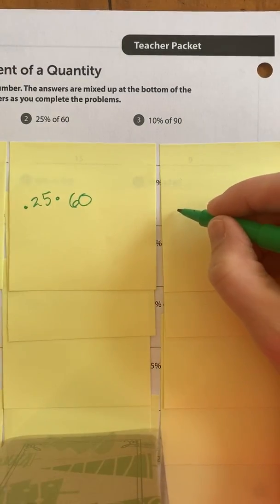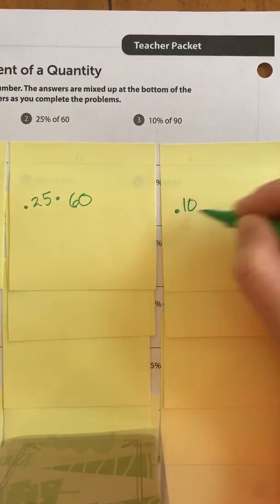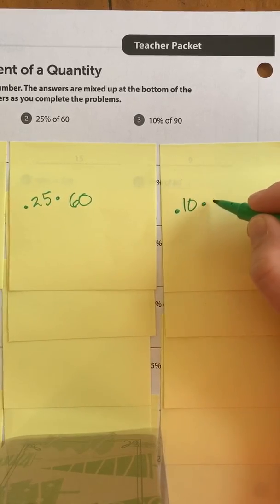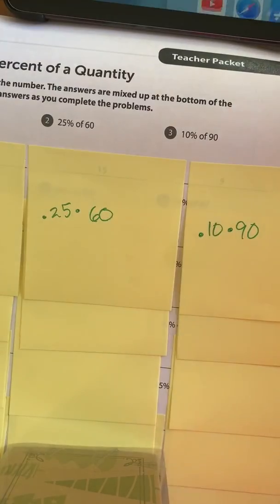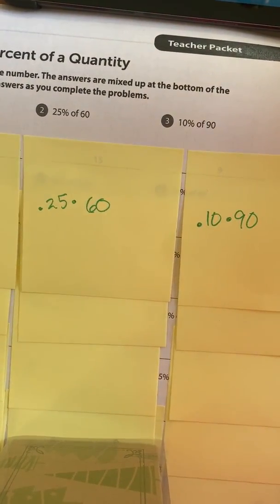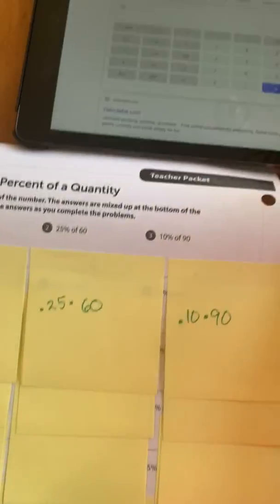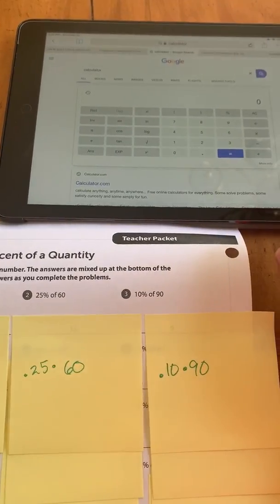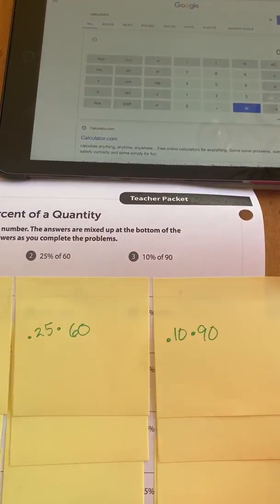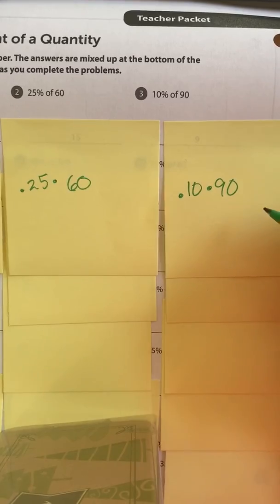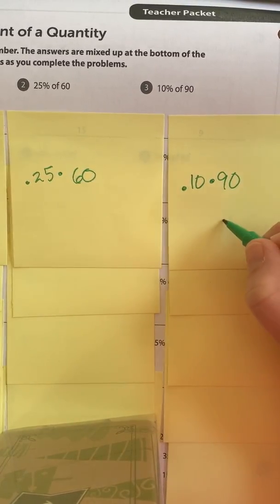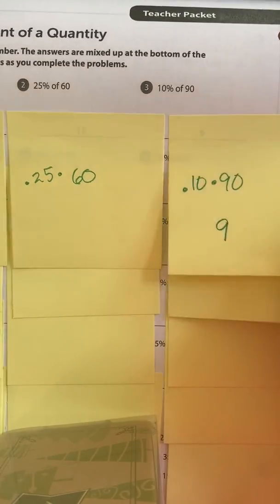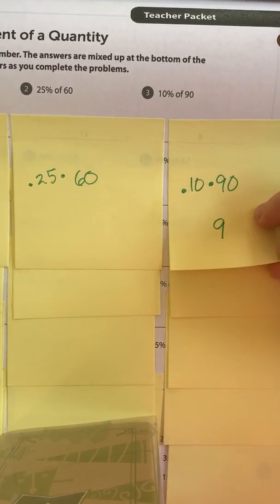10% of 90, so 0.10 or 10 hundredths times 90. Okay, literally grab your calculator, do the math. You see me doing it. Okay, so I know 10% of 90 is 9. Great. You can put that on the line. I'll peel the sticky, just check myself.